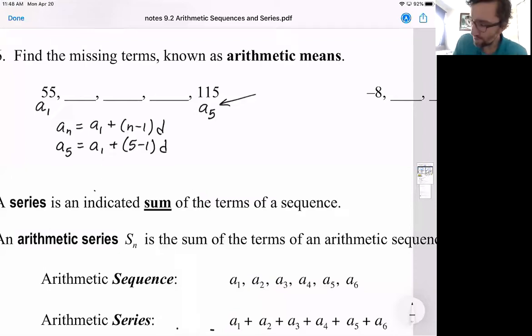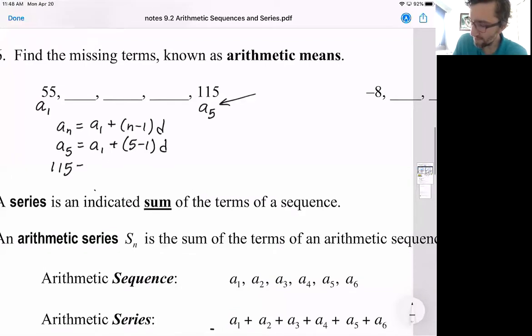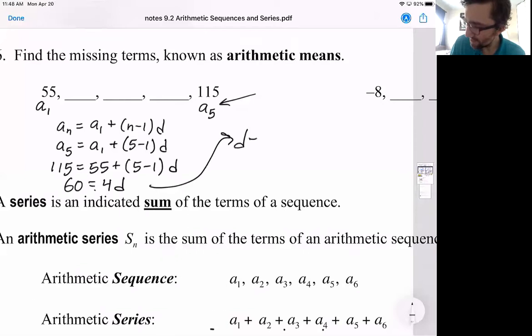So a sub 5 is 115, that's the fifth term. The first term is 55, and we have 5 terms, so 5 minus 1 times d. If we subtract 55 from both sides, I better get my calculator so I don't make a mistake. 115 minus 55, that's 60, equals 5 minus 1 is 4 times d. And then divide both sides by 4, and that would give us d equals 15. Now that's not the answer yet. All we have to do is now figure out the missing terms.